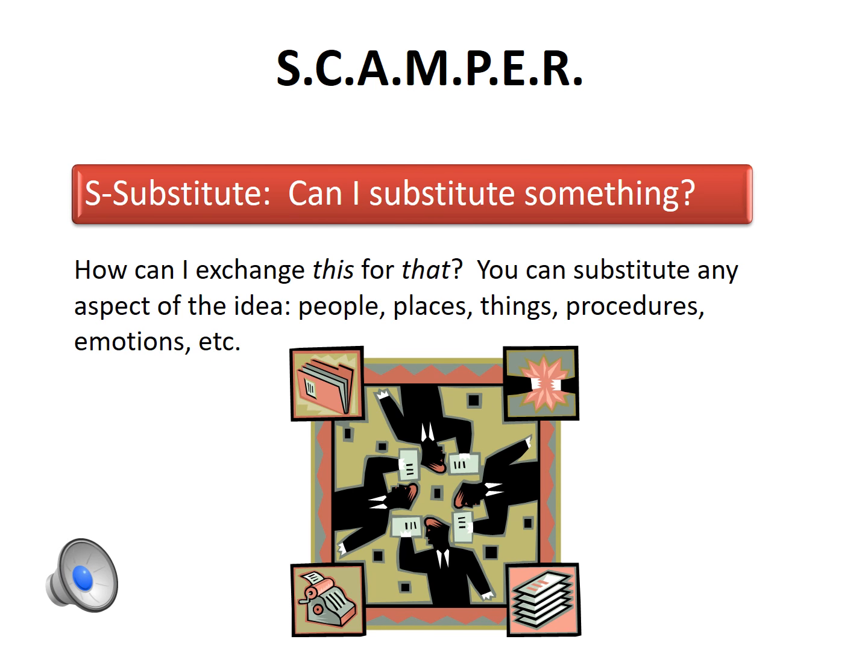The first component of SCAMPER, the S, stands for substitute. Can you substitute something? How could you exchange this for that? You can substitute any aspect of the idea, including people or places, things, procedures, or even emotions. You really want to focus on making decisions to substitute part of the process with another. Some of the questions you could ask during this part include: what part of the process can be substituted without affecting the entire project? Who or what can be substituted without affecting the process? What part in the process can be replaced with better alternatives? And can the project time or place be replaced?